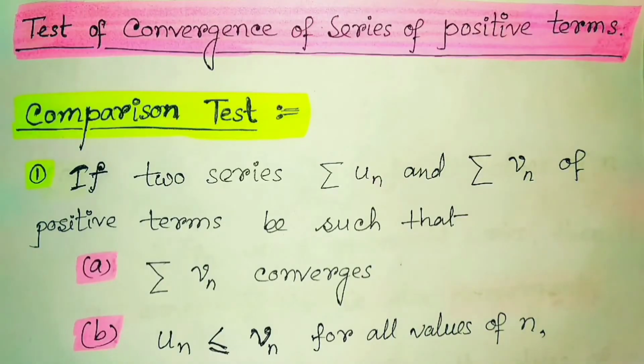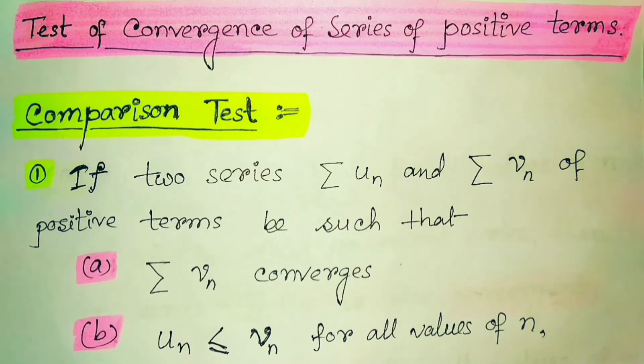In our previous lecture, we came to know how to find the nature of an infinite GP series, that is, whether it is convergent, divergent, or oscillatory. And we also learned in our previous video lecture what a series of positive terms is.